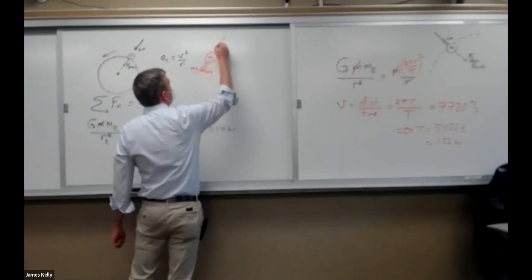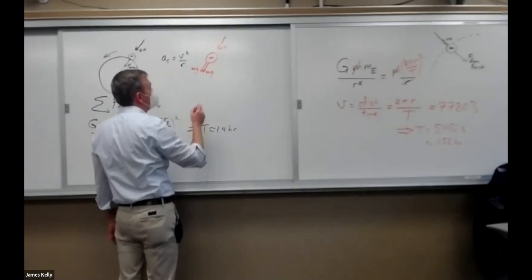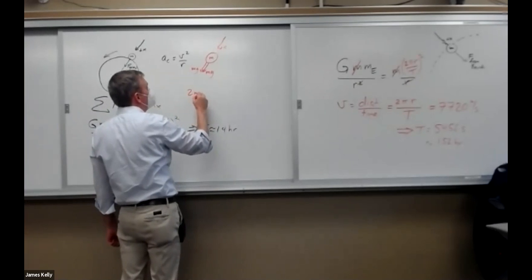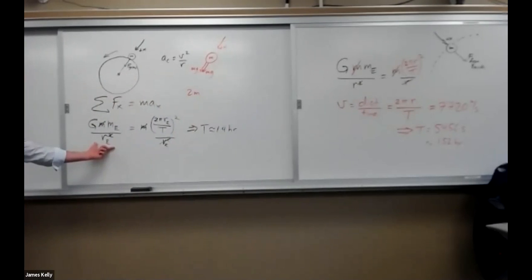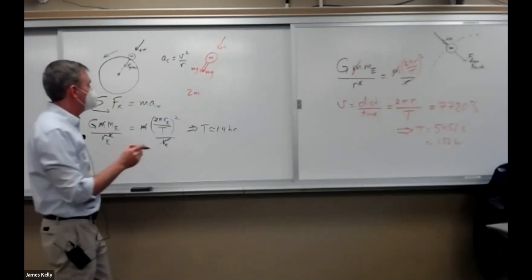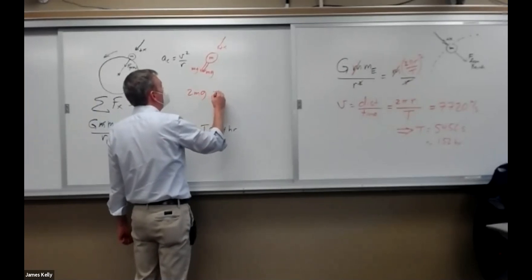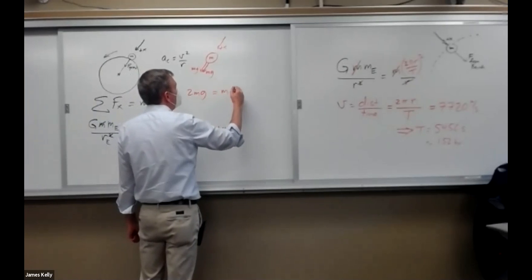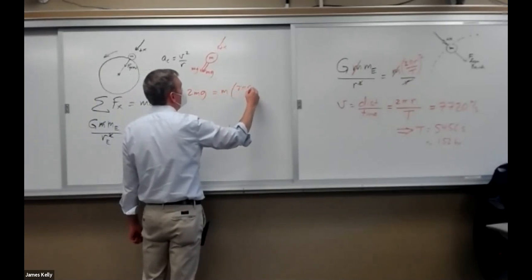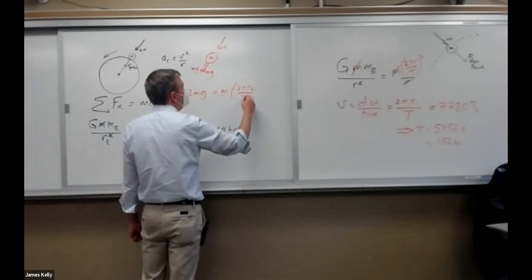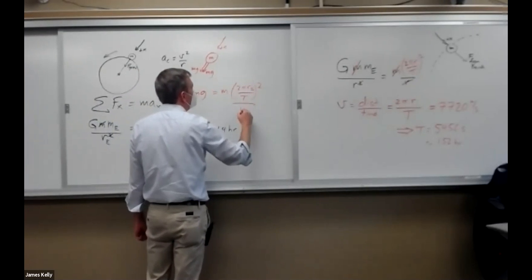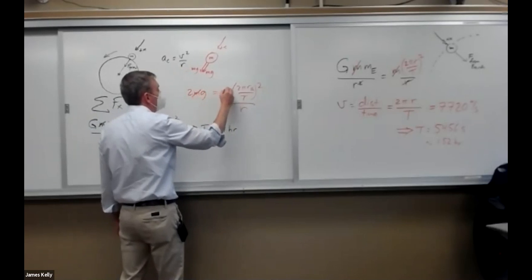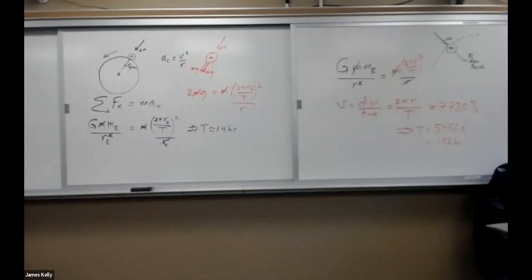So if we do the same thing, I'm assuming this is the direction towards the center of Earth. Instead of writing this big mess, I just wrote mg. That's a simple way, if you're at the surface of Earth, to write the gravitational force. 2mg is equal to m times 2 pi r Earth over t, squared, divided by r. Doesn't matter how heavy you are, it's the same rotational speed, so it's going to work for all of us. And you can solve for t.